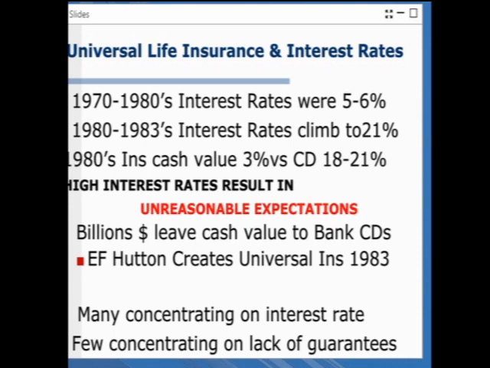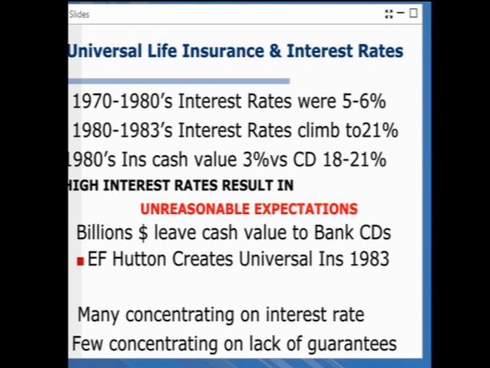So people had a choice. Do I stick with my cash value, where the insurance companies are paying me 3%, or do I walk across the street and pick up a CD or even a money market and obtain an 18 to 21% return, plus that toaster oven or microwave that was usually given away as well? So these higher interest rates resulted in what I consider unreasonable expectations for individuals. Billions of dollars left the cash value and went on to banks and CDs.